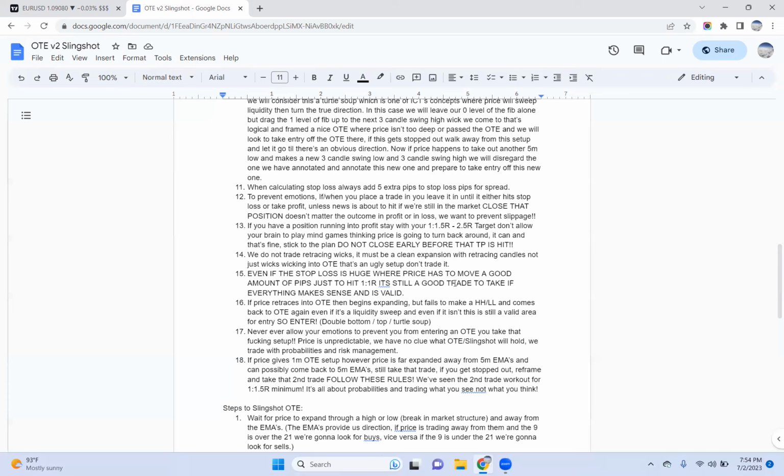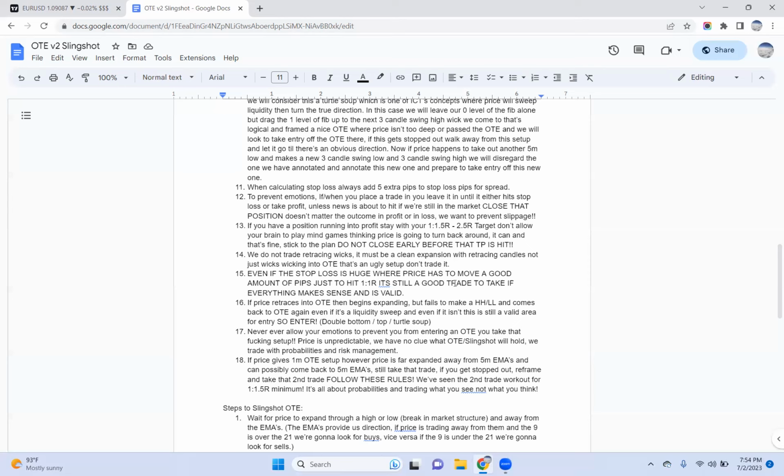And if price gives a 1 minute OTE setup, however, price is far expanded from the 5-minute EMAs, if you're using 5-minute EMAs as a framework, letting you know where price is and where it can potentially go, and it can possibly come back to the 5-minute EMAs, you still want to take that trade. If you get stopped out, reframe and take that second trade, and you want to follow these rules.